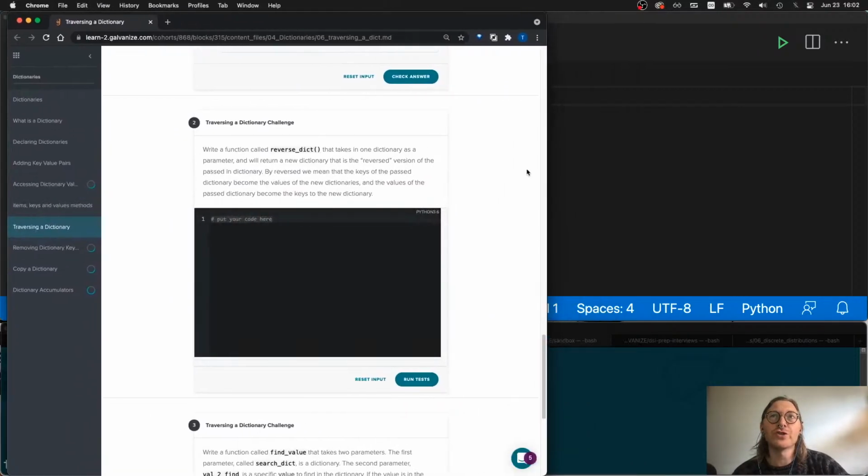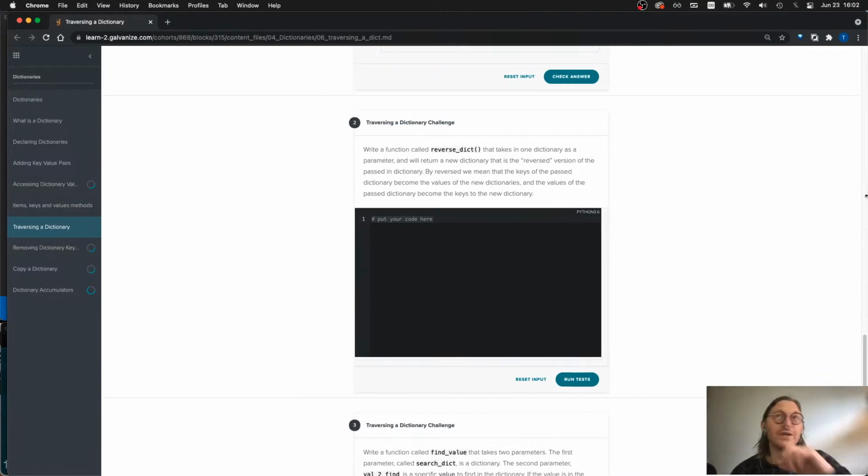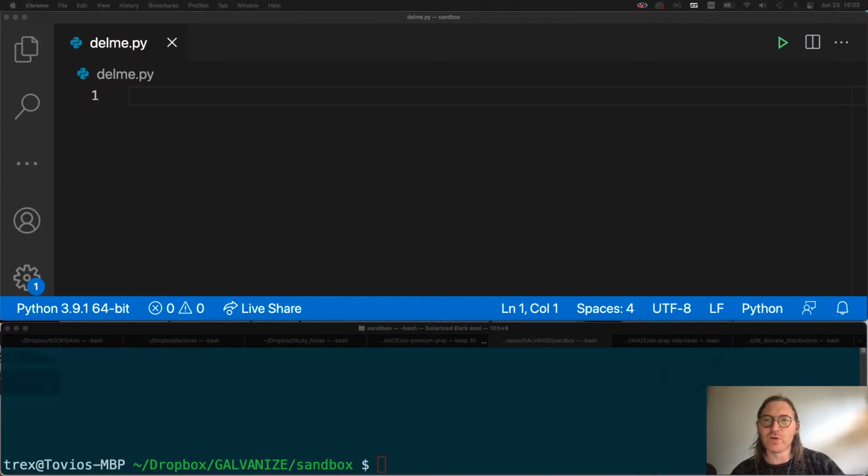We have it here. Write a function called reverse dictionary that takes in one dictionary as a parameter and will return a new dictionary that is the reverse version of the passed-in dictionary. By reversed, we mean that the keys of the passed dictionary become the values of the new dictionary, and the values of the passed dictionary become the keys of the new dictionary. Okay, so this is one of those classic Python problems, really. Let's walk through how you might go about doing this. There are no examples that we can use, but we'll just make a dictionary and work on that as the example.